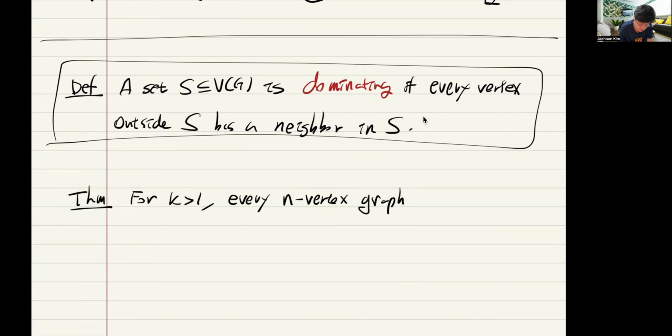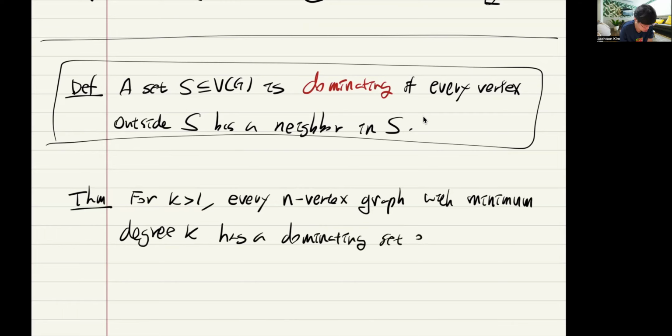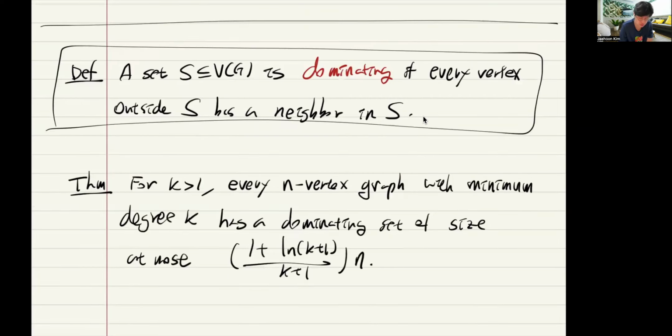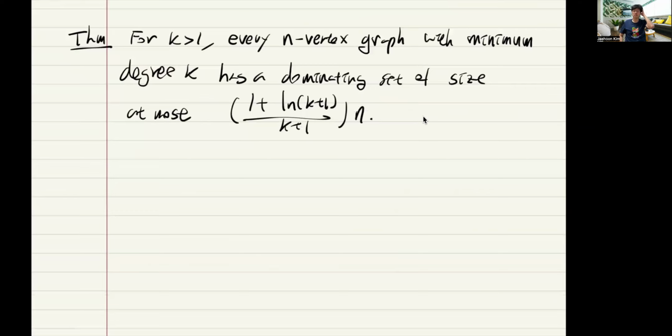So if you have an n vertex graph with minimum degree k, it always has a dominating set of size at most (1 + natural log(k+1)) over (k+1) times n. So you don't have to choose too many vertices.